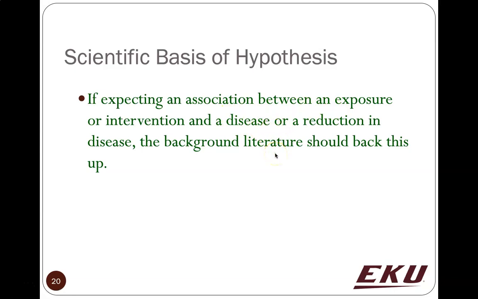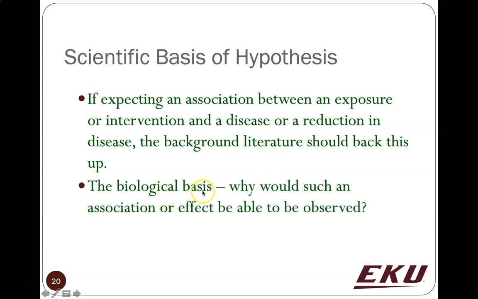And that background literature could be the biological basis of why an exposure would be associated with a disease. Where would the biological basis research exist? Well, it could be a toxicological study that showed that in animals, when mice were exposed to this chemical, they had this health outcome. Or it could be cell lines, or it could be molecular in nature, or it could be tissue culture in nature, or it could be animal studies from like wildlife. When these animals were exposed to this, here were the outcomes.